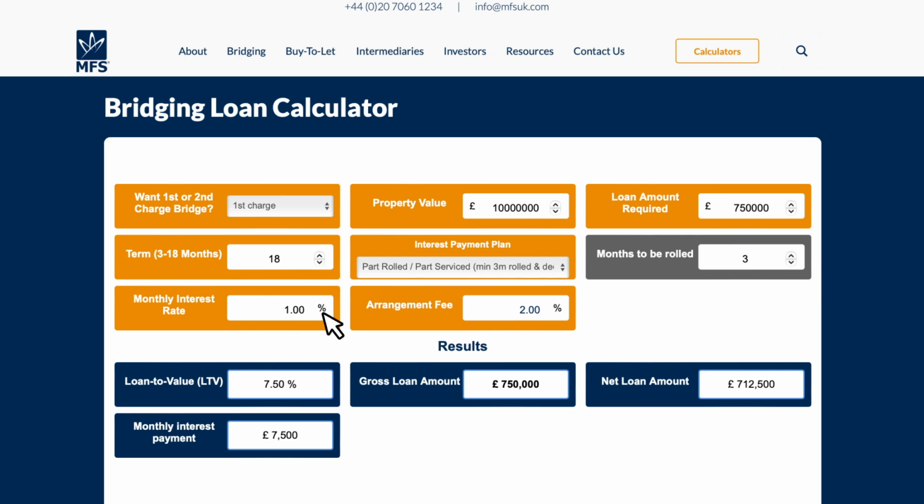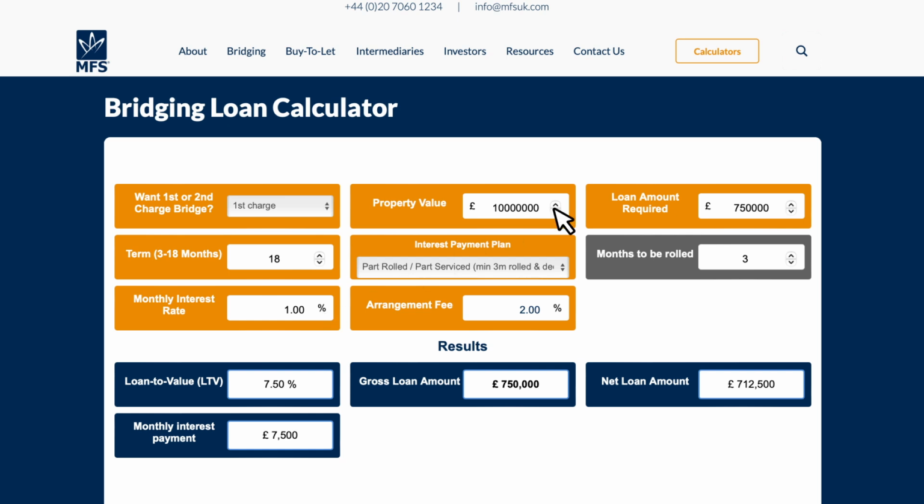The interest rate box allows you to see how your loan's repayment costs will be reflected by different interest rates. Interest rates will vary dependent on loan size, type, and LTV, amongst other things. However, you can find an indication on our Bridging Rates webpage.